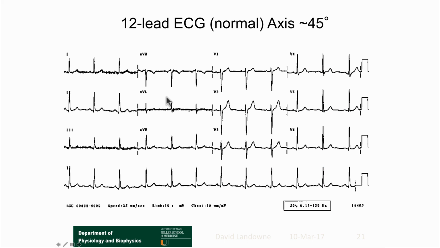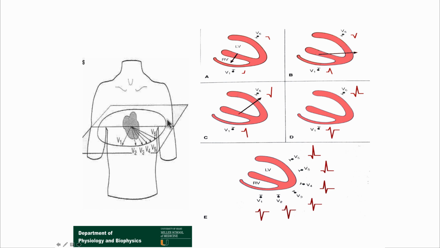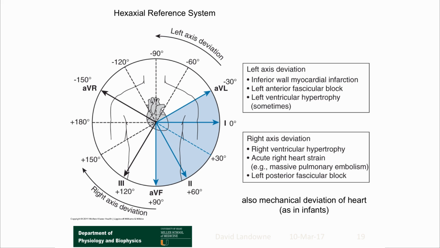And in AVF, we see a rather large positive potential. And if we go back to our axial reference system, we see that we have AVF, we have a 45 degree mean axis, so that means we would have a rather large depolarization in the direction of AVF, which would give us a very positive potential.